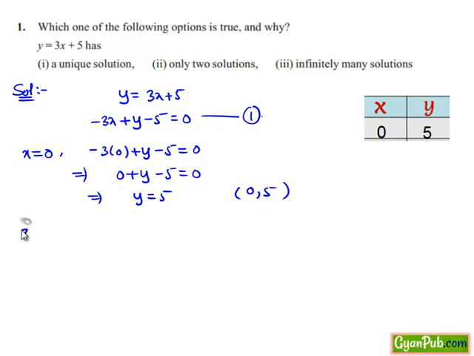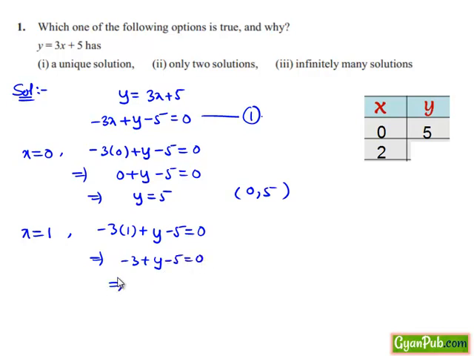Now let us put x equals 1 in the given equation. Then it reduces to minus 3 times 1 plus y minus 5 equals 0. This implies minus 3 plus y minus 5 equals 0. This implies y minus 8 equals 0, that is, the value of y is 8. Hence, the ordered pair (1, 8) is also a solution of the given equation.